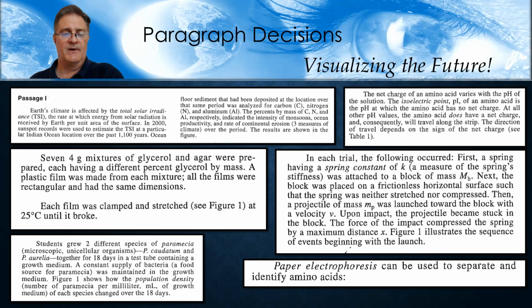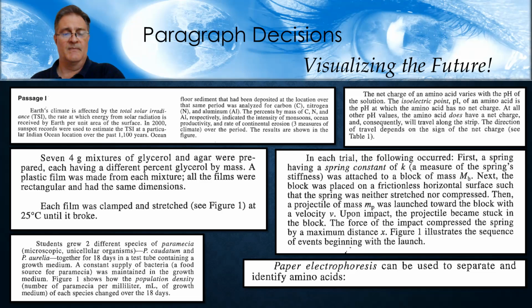Students grew two different species of paramecium, caudatum and aurelia, together for 18 days in a test tube containing growth medium. A constant supply of bacteria was maintained in the growth medium. The figure shows how the population density of each species changed over 18 days. Now, there's a lot of information in this little paragraph, and look why it's so important. They tell us that you have two paramecium in a test tube together. They tell you in the parentheses, the bacteria is a food source for the paramecium. So there's bacteria in the test tube with the two paramecium, and it is the food source for the paramecium.